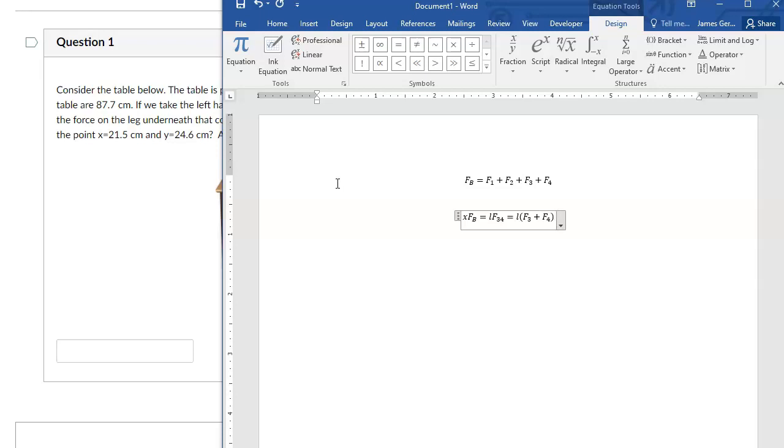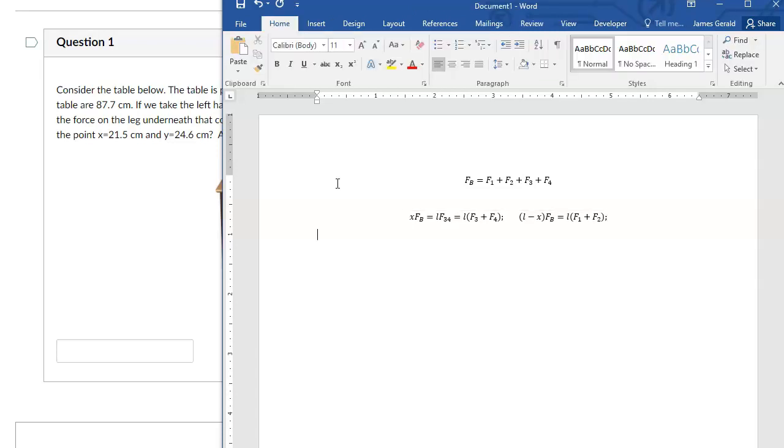And we also had Y. How do I want to write this? Which way do I want to do this in? No, I'm going to do L minus X. L minus X onto FB is, from the other side, L onto F1 plus F2. All right, I skipped a step there from the previous video. So that's one set of torques. That's the torque around the z-axis in the xy plane.